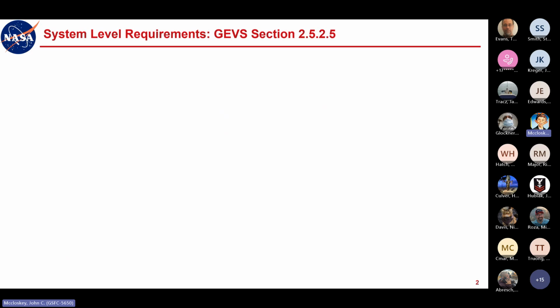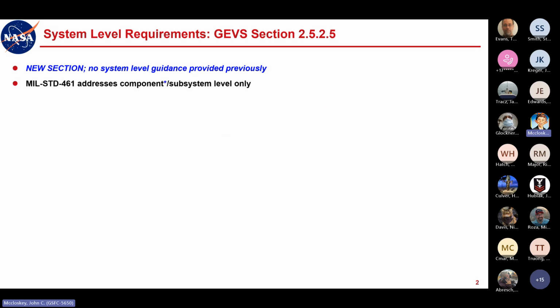So we're going to start with GEVS section 2525. This is a new section in the most recent release. I think I prepared the updates in 2018. It was released, I should know this, but I think around 2020 or 2021. But there had been no system level guidance provided in previous versions. So it was time that we put something in there.